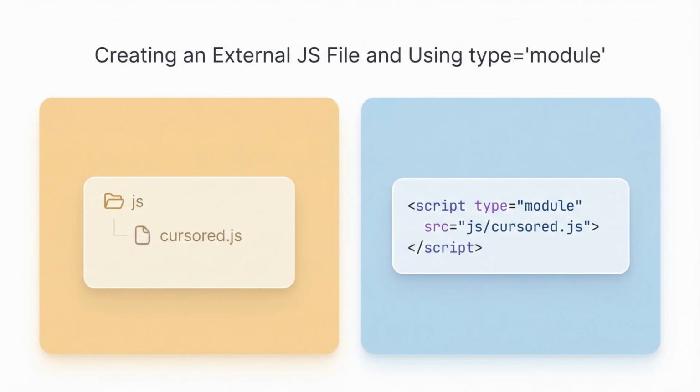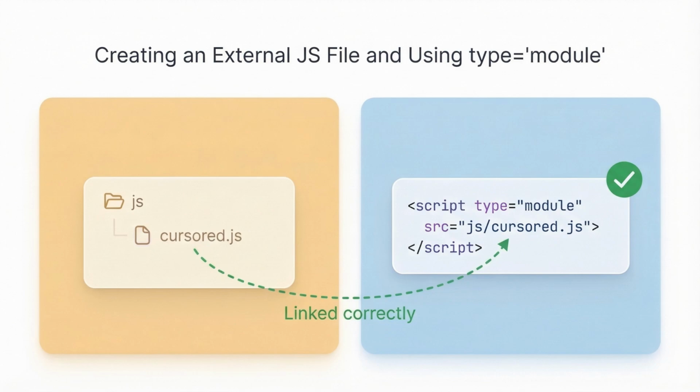To resolve the module error, the instructor creates a dedicated folder called JS, and inside it places a file named cursor.js. The JavaScript code is then cut from the HTML file and pasted into this external file. The script tag in the HTML is updated to reference this file, and critically, the type equals module attribute is added. This is a best practice workflow. Keep your JavaScript in its own file, organized in its own folder, and link it properly from HTML. The type equals module attribute unlocks the full power of modern JavaScript, including import and export statements, and keeps your code modular and maintainable as your project grows.